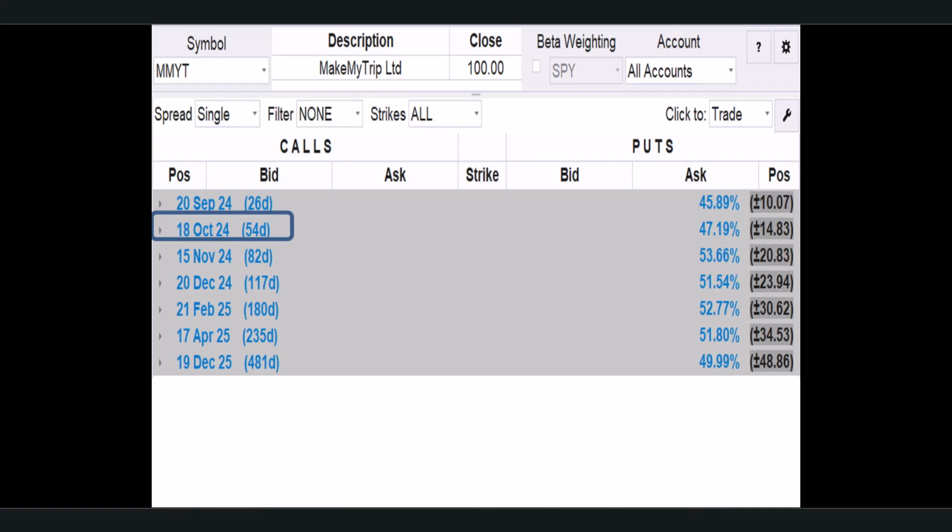MMYT has 7 option chains to choose from. We're going to use the October 18 option chain. Right now, the October 18 options have 54 days to expiration.